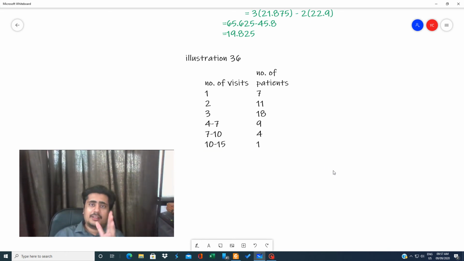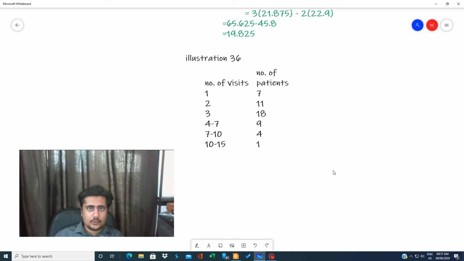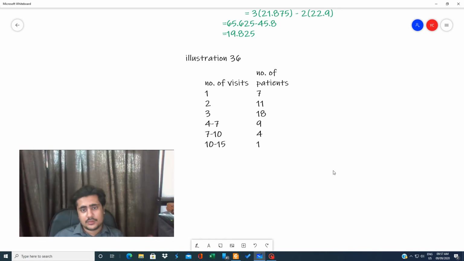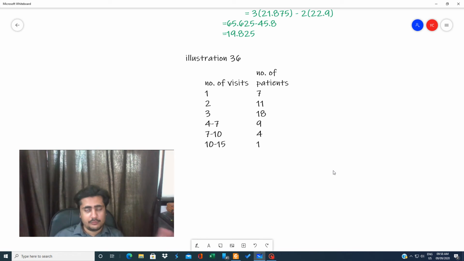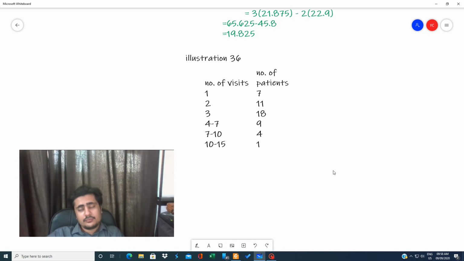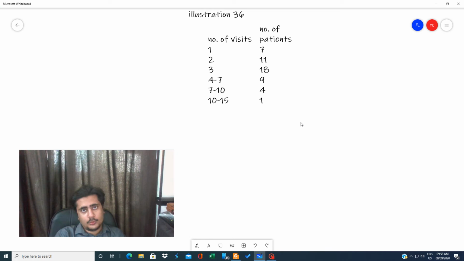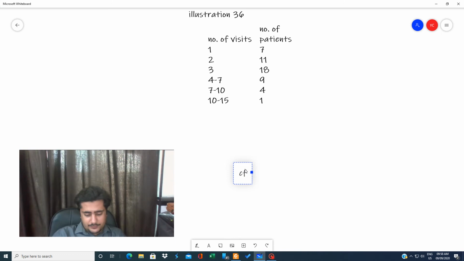See, as I told you, when classes are unequal, you have to use the empirical formula. You can see here that first there are only 1, 2, 3. Then the classes start: 4 to 7, 7 to 10, 10 to 15. Obviously, the class length is unequal. In the beginning there are no classes, and when classes start, they are unequal. So in this particular sum, you have to use the empirical formula. How do you do it? You find the median first.